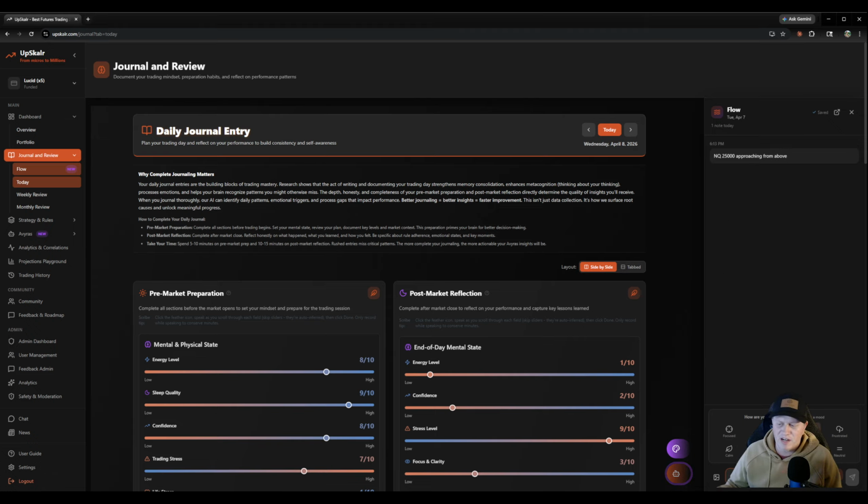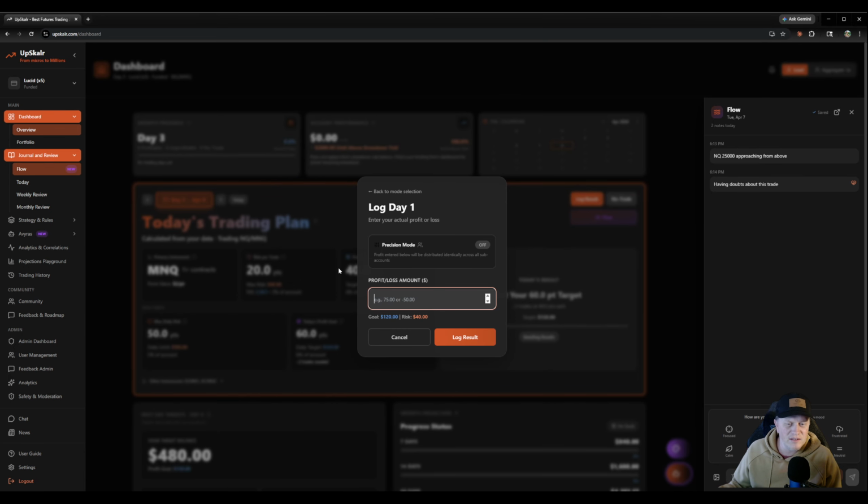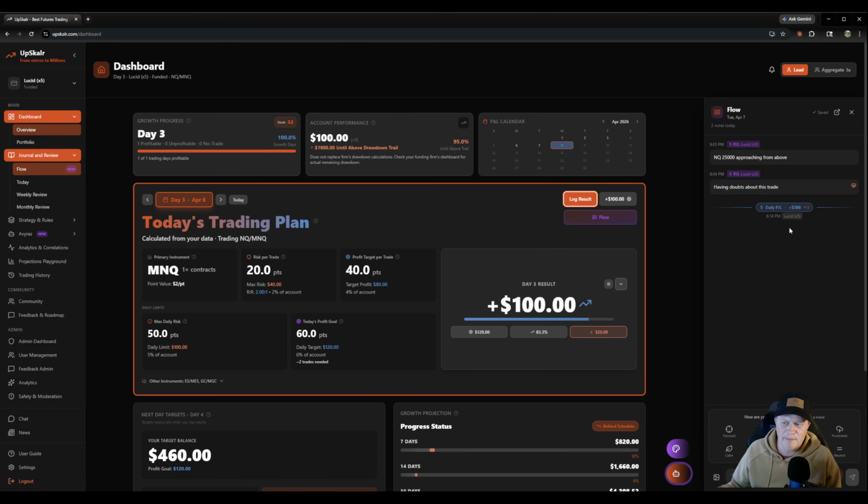Maybe you're starting to get anxious, so you're going to document that, having doubts about this trade, right? And it's going to tag this thing here, right? You're going to see this show up as you start to log trades. So let me just go over here real quick. I'll just do a very quick entry. Let's just say I've logged a $100 trade, right, near this time that I've been talking. It shows up in flow.